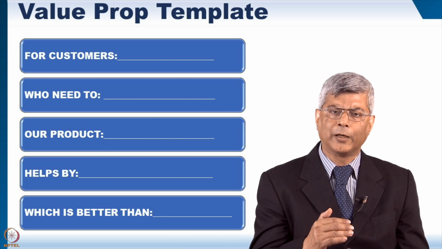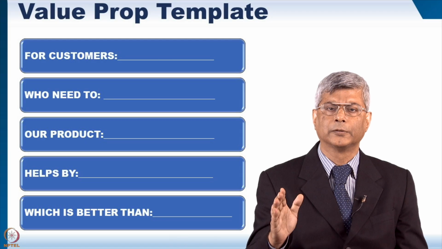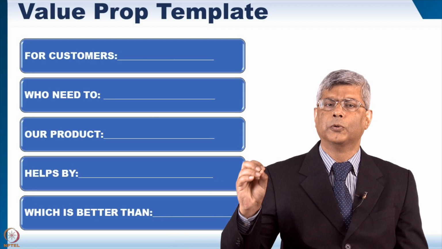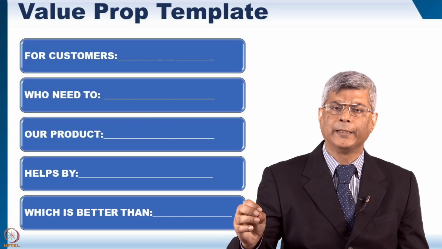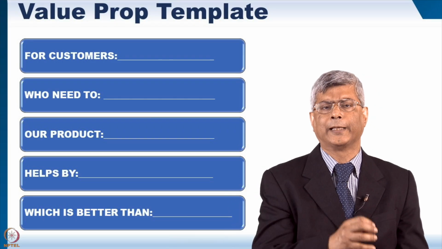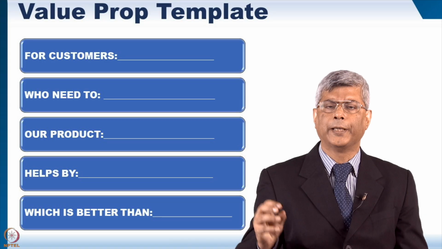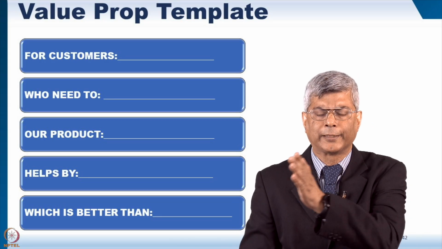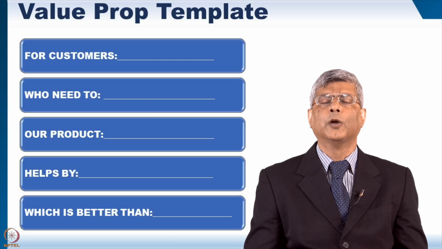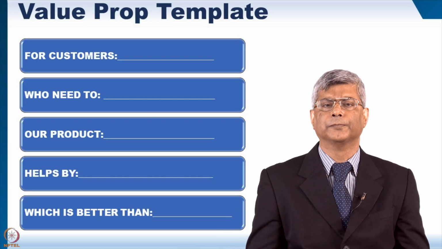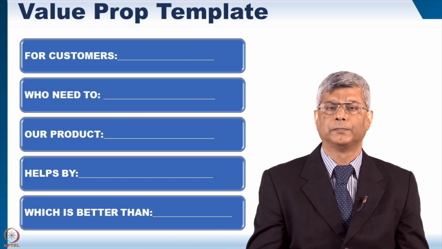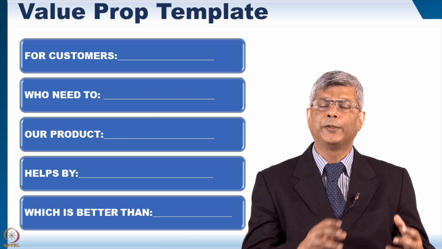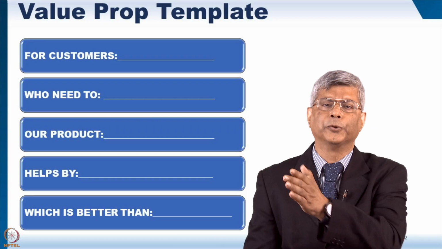And you can write it down by saying, for customers, and you can define your customers there. For customers who are rich, poor, live in North India, South India, live in India, outside India, old, young, men, women, urban. So you define your customers. So customers XYZ who need to get certain things done, who need to travel, who need to eat, who need to entertain themselves, who need to communicate, who need to do whatever they want to do.